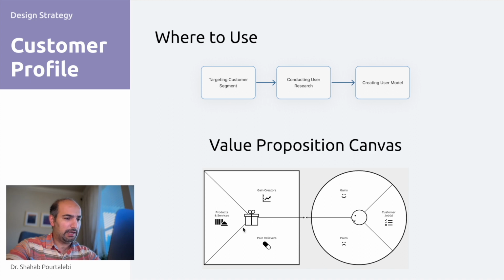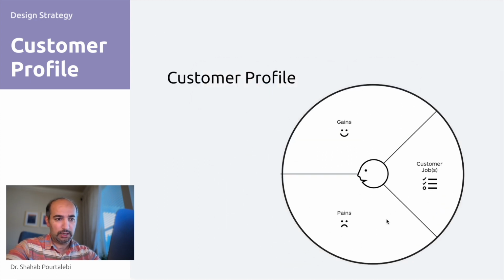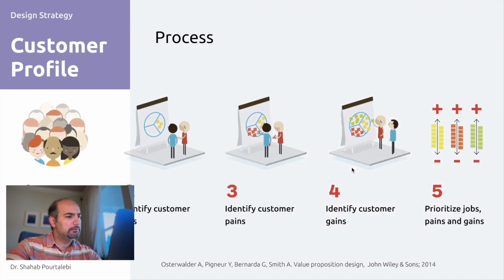One part is the value map. We're going to talk about it later. The other part that we're going to talk about today is this customer profile. In customer profile, we study customer jobs, their pains and their gains. What's jobs, what's gains, pains? These are the things that we're gonna elaborate more. But let's first take a look at what's been explained in this book.